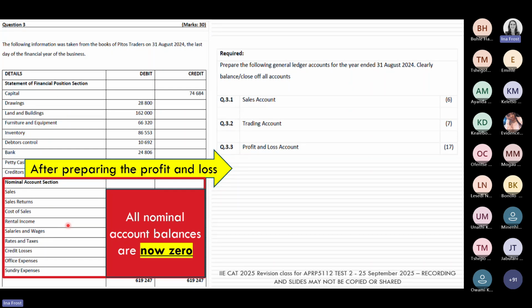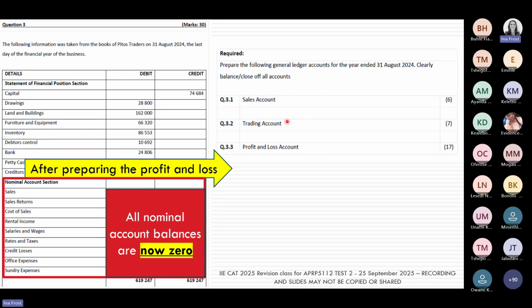So when we start recording our transactions for next year, we don't want balances from last year included in our income and expense accounts. That's why we have to make all of these account balances 0, so that we can start afresh in the next financial year. And the way we get all these balances to 0 is to close them off against either the trading account or against the profit and loss account.